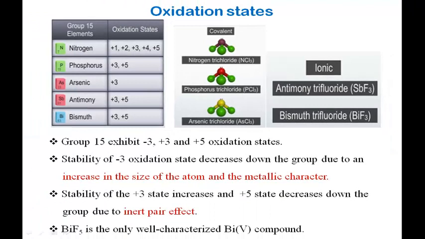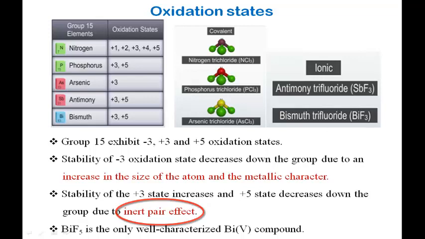As I told you, the stability of the -3 oxidation state decreases down the group because of two main factors, that is the increase in the size of the atom and the metallic character. Metals can never exhibit negative oxidation states. And the stability of the +3 oxidation state increases and the +5 oxidation state decreases because of the inert pair effect.